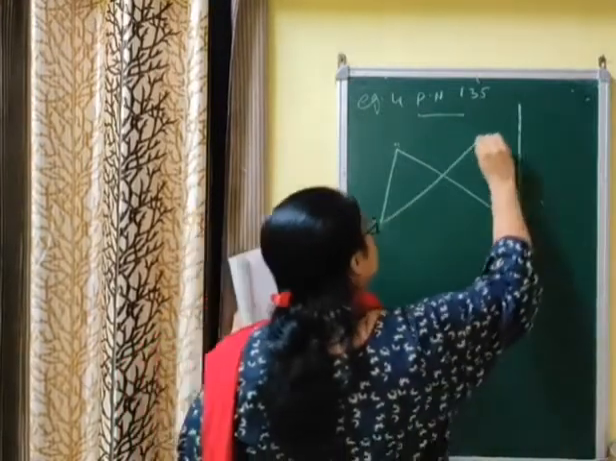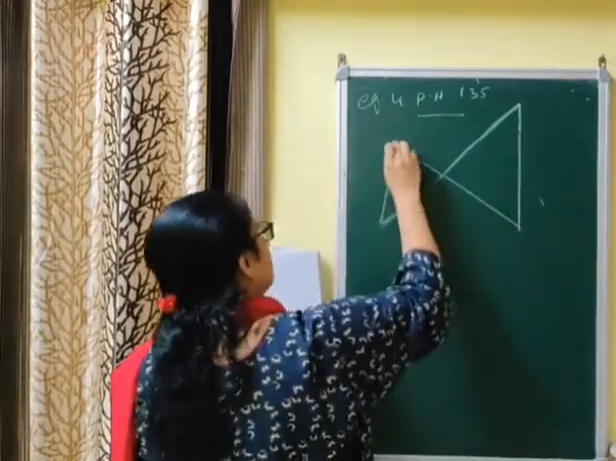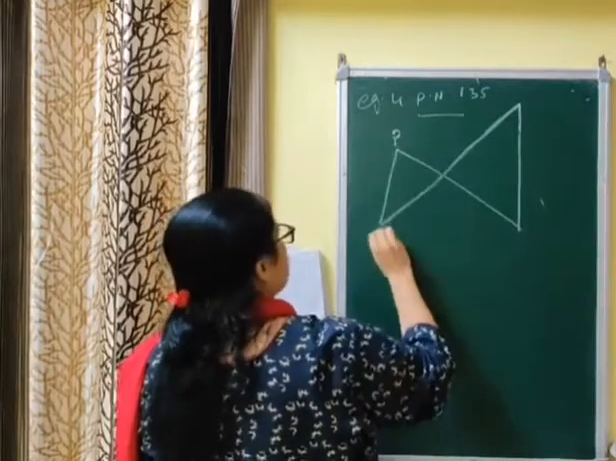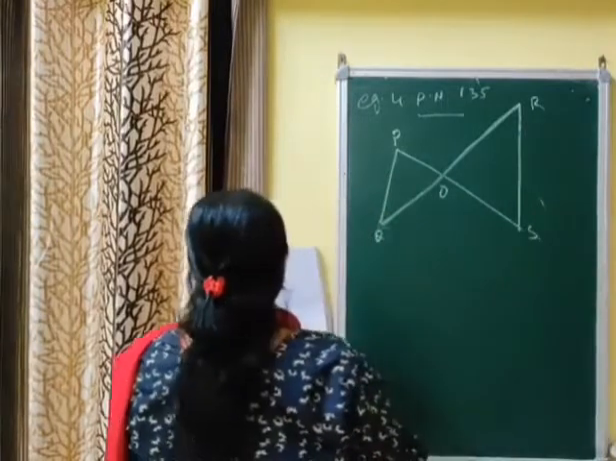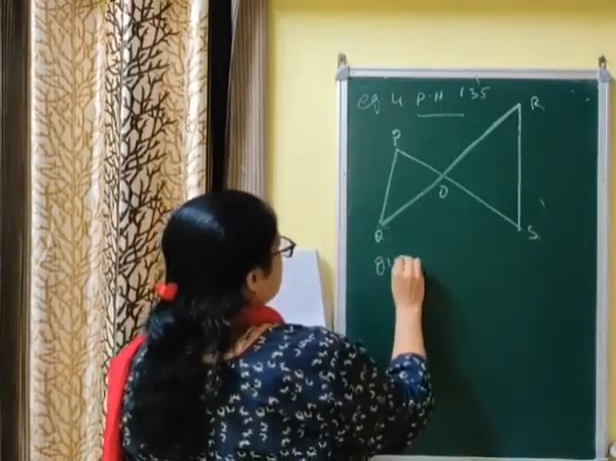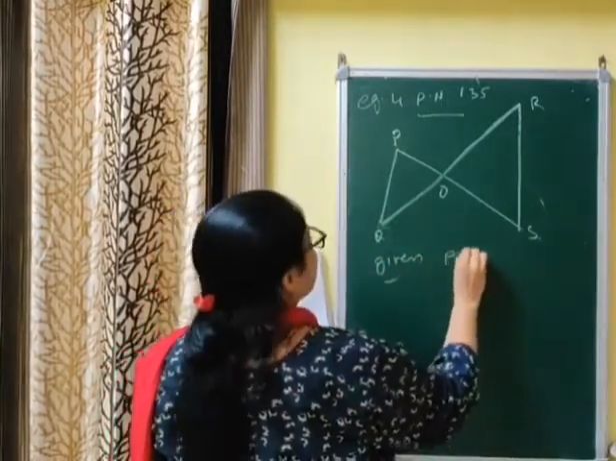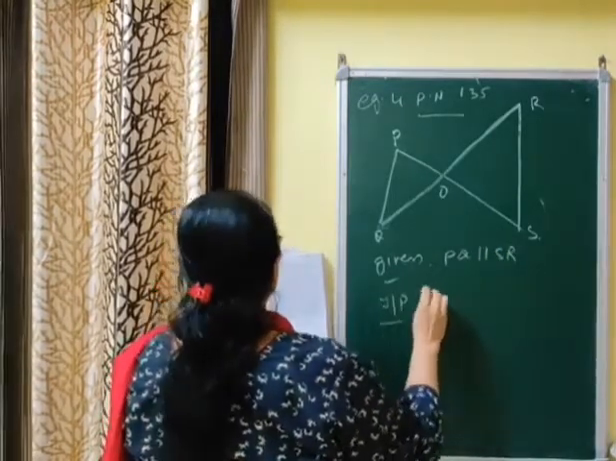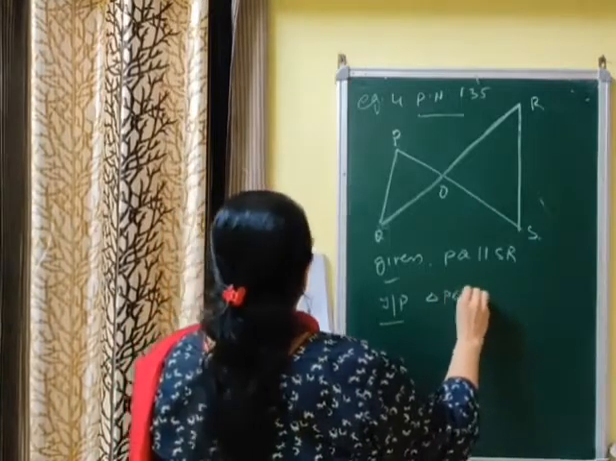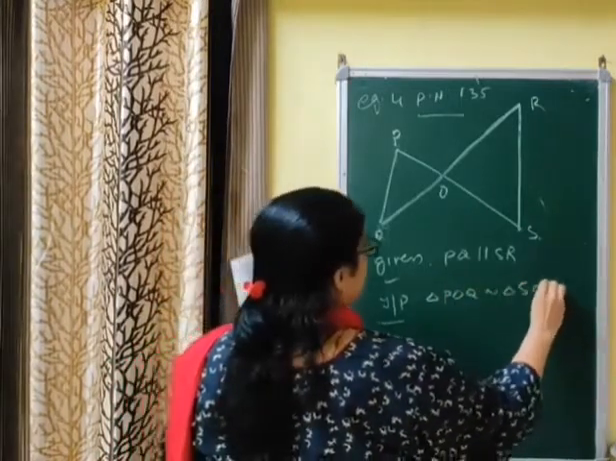This is again a joint, that is P Q O R S, and you are given that PQ is parallel to SR. Now you have to prove triangle POQ is similar to triangle SOR.